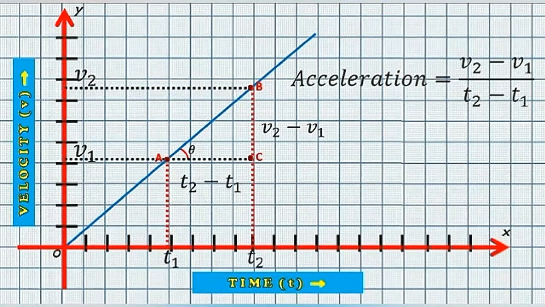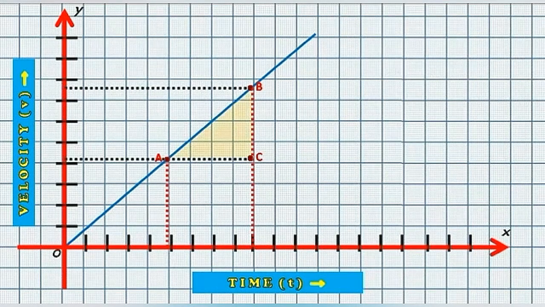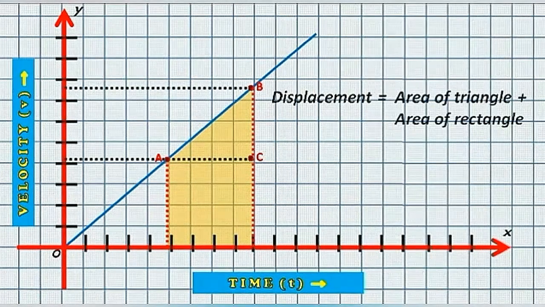Let us take the same graph. Here, the area under the slope, which is this triangle and the rectangle below it. The area under the slope gives us the displacement of the body in the velocity time graph. Okay friends? Friends, this is all about the graphical representation of motion. I hope you understood all the concepts of this video very clearly.